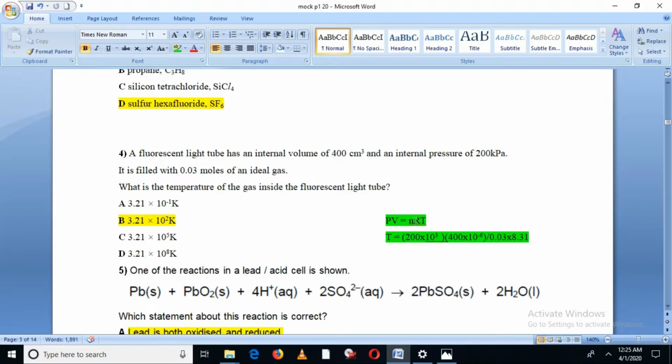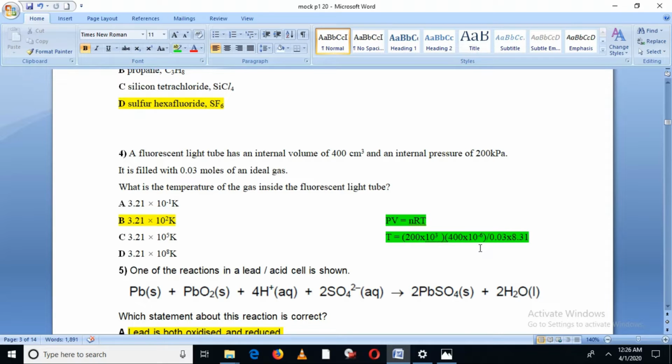The formula was PV equals nRT. We had to find the temperature. For that, we have to divide PV by nR. Here the pressure was in kilopascals, so we have to convert it into pascals. So I have multiplied it by 10 raised to power 3. While the volume was 400 centimeter cube, I've converted it into meter cube by dividing it by 10 raised to power 6. So it has been converted into 400 times 10 raised to power minus 6.